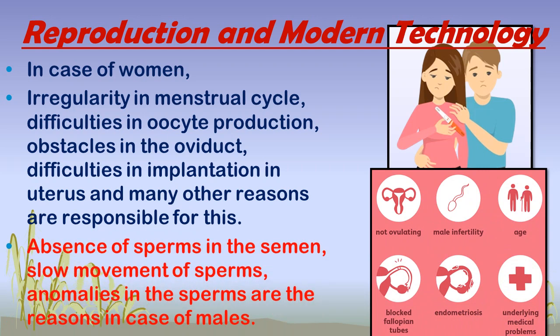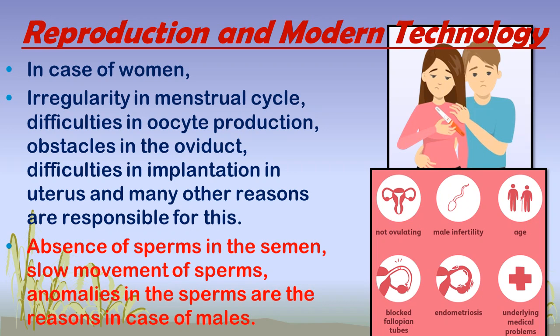And in males, there is absence of sperm in the semen. Semen is a fluid in which sperms are present. Okay, and slow movement of sperms and anomalies in the sperms are reasons in case of a male. Abnormal sperm have head or tail defects, such as a large head or double-tailed sperm. These defects might affect the ability of the sperm to reach and penetrate the egg of a woman. So these are all the defects in women and men.